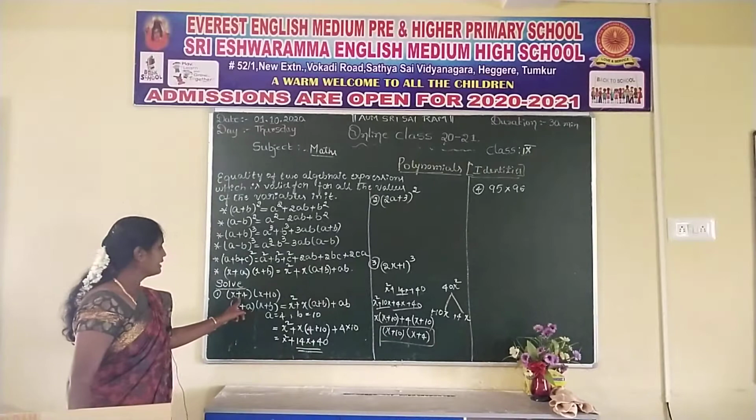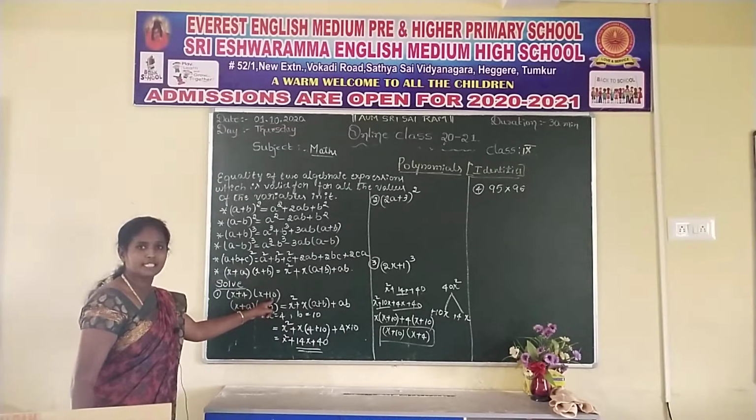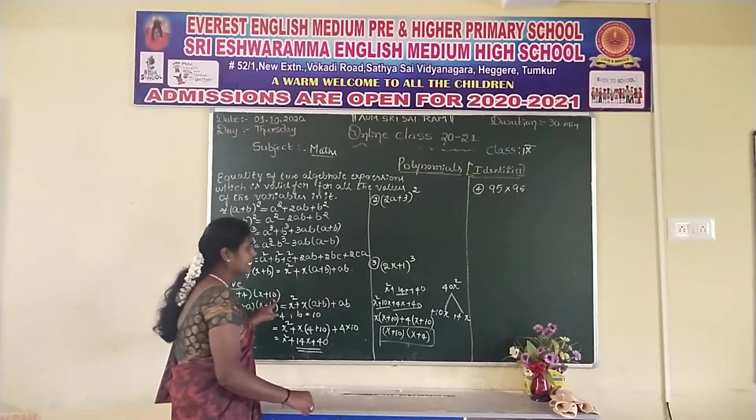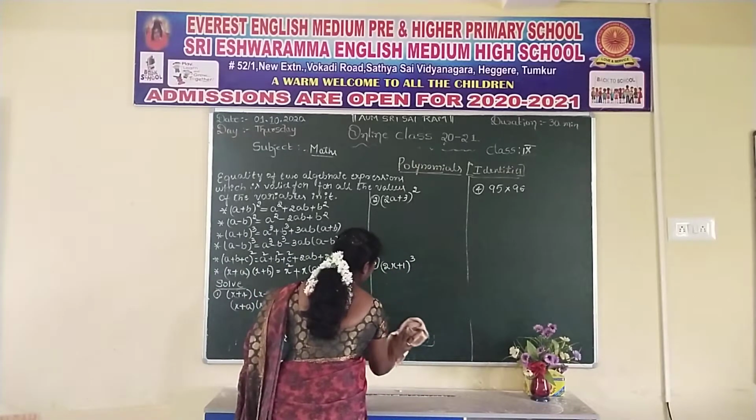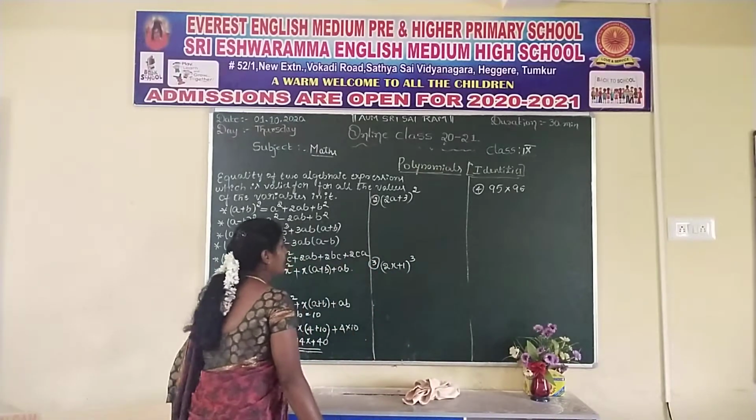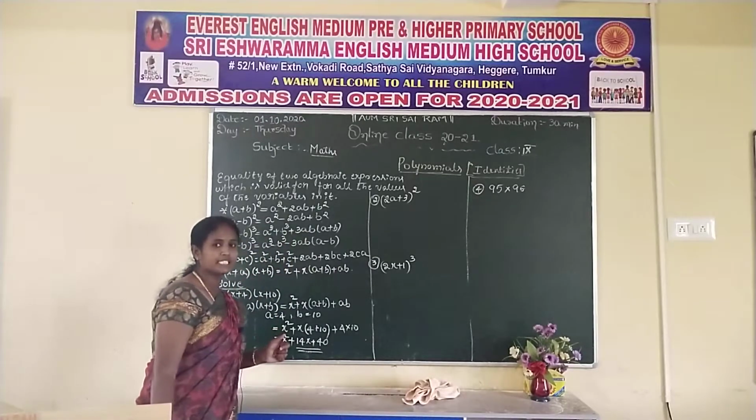See here, (x + 4) and (x + 10). By using an identity, you should simplify. It is true for all values. And next we move on to the next question.